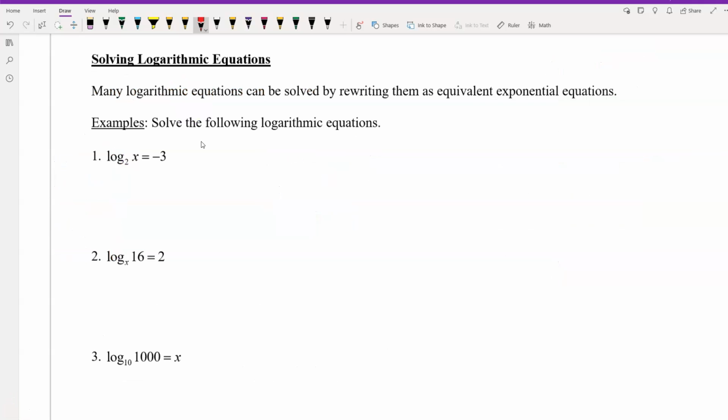Solving logarithmic equations. Many logarithmic equations can be solved by rewriting them as equivalent exponential equations. Examples, solve the following logarithmic equations. Number 1, we have log x equal to -3 base 2, so 2 power -3 is equal to x. So 2 power -3 is 1 over 2 cubed, and that is 1 over 8. So answer for x is 1 over 8.